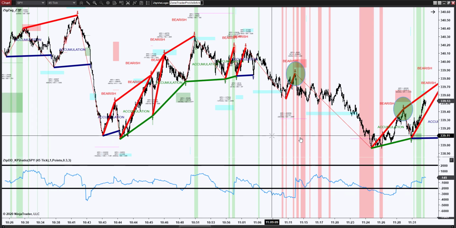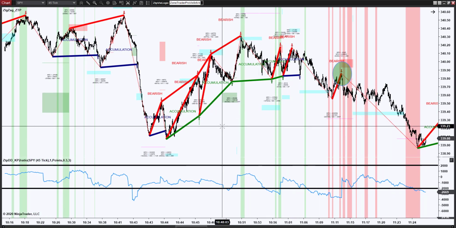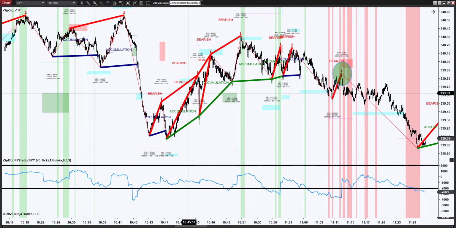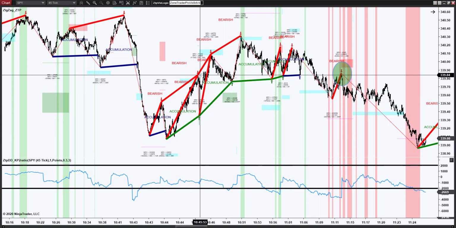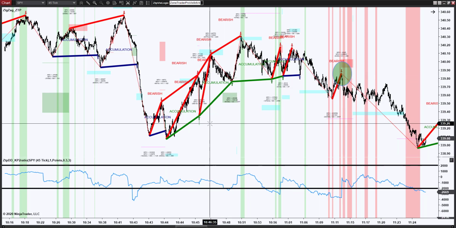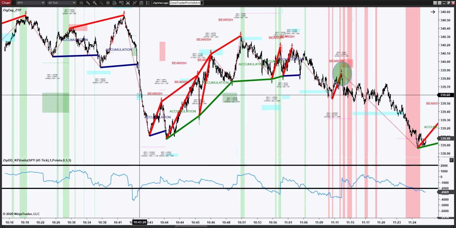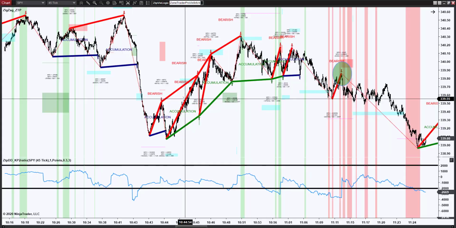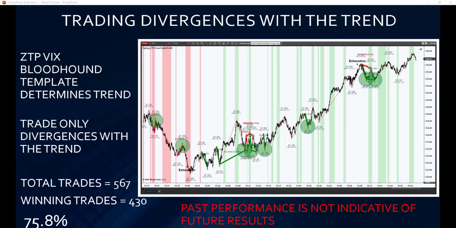Now, it's also very important to understand that once it had traded 70 cents from the bottom, I counted this as a loss. So that would have been considered a loss if the background had been red going into that trade. So the statistics basically broke down like this. And again, I want to remind everybody that past performance is not indicative of future results.